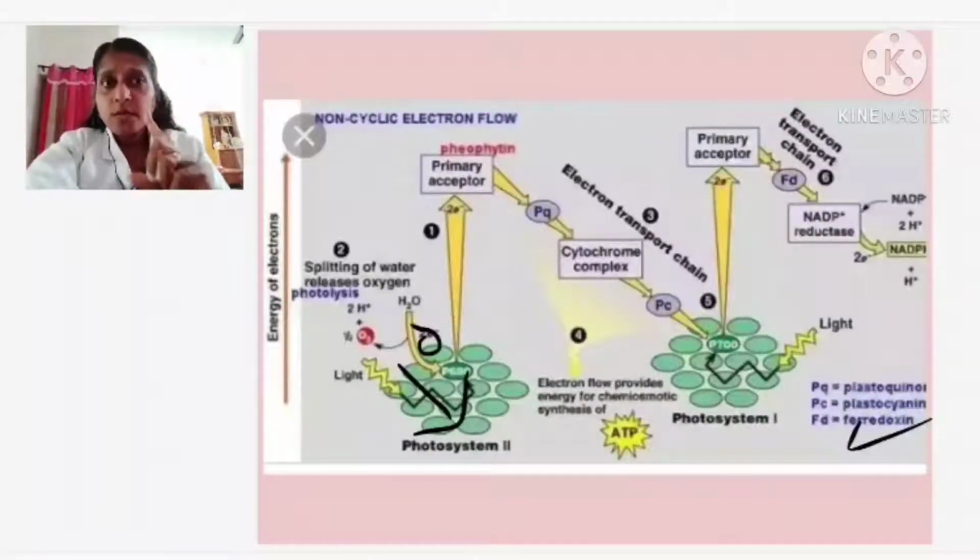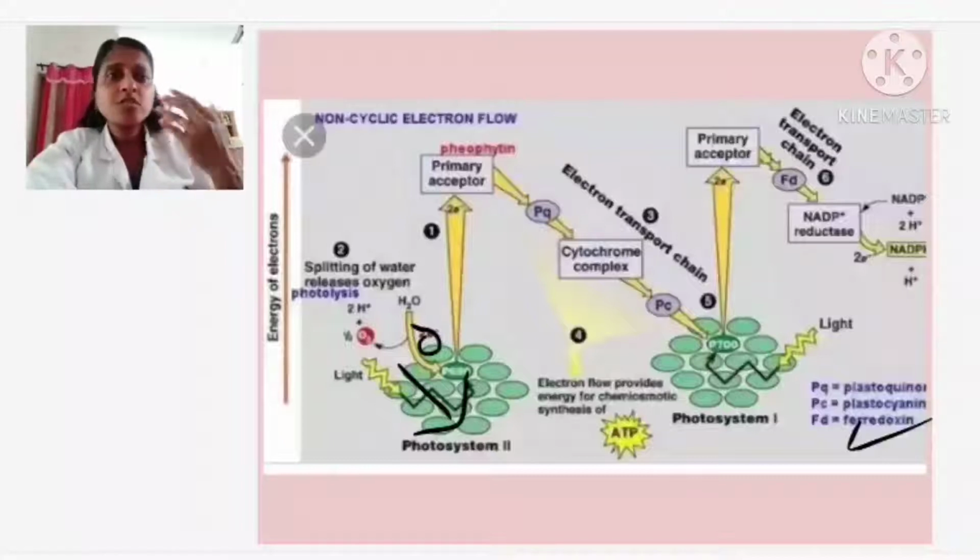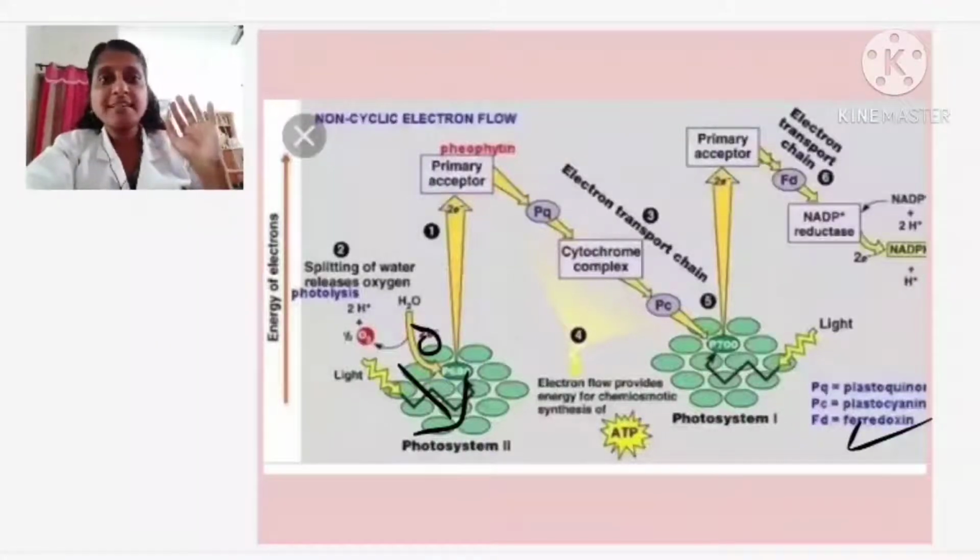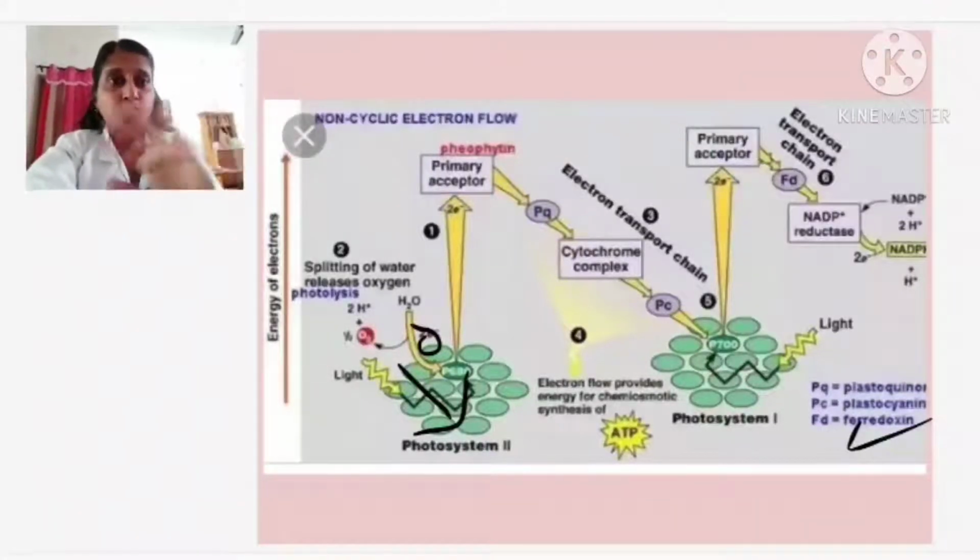Two more things are there. One is what? Oxygen. Oxygen is released into the atmosphere. It is a gas, so it is released as a byproduct. Process over, oxygen is released. In photosynthesis, oxygen is released at this stage, when the water is splitting up.